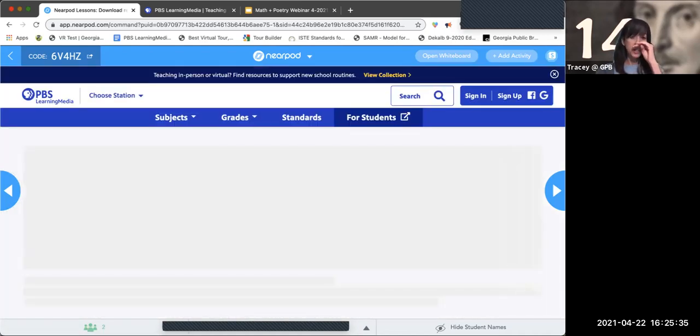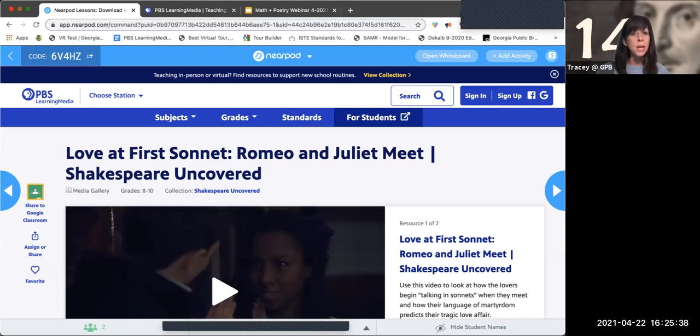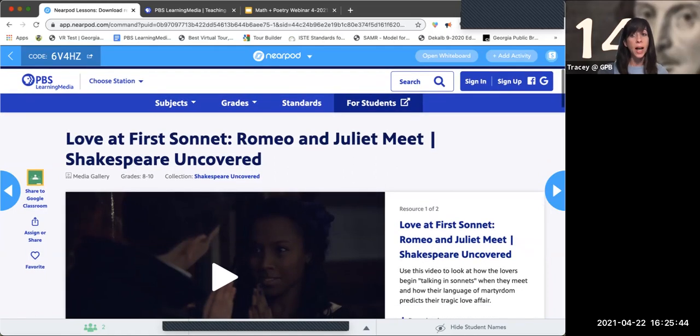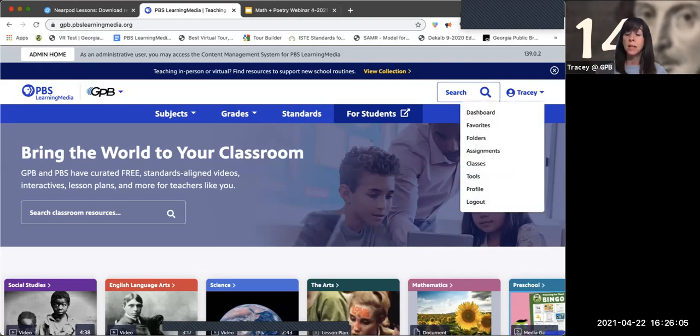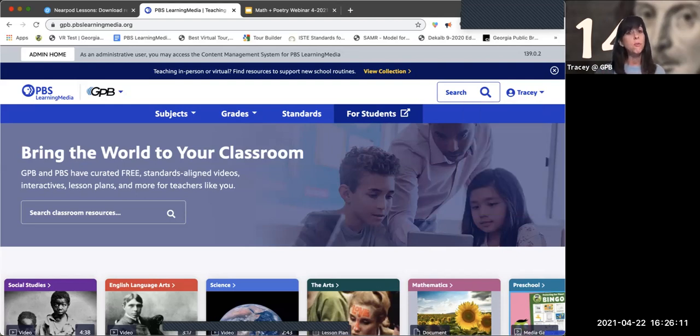So for this one, we wanted to introduce you to a little bit of content from PBS LearningMedia. This is a streaming service that we sponsor here at Georgia Public Broadcasting. You can see in the left-hand corner, it says PBS LearningMedia. And to get to this site, you would type gpb.pbslearningmedia.org. You'll see the GPB next to the PBS. And then you can either log in, and that way you have access to your own content and your own dashboard, and you can manipulate the content, or not log in. It is an open resource. You can still access the content even if you don't create an account. It's just good to have those extra tools with your account, which is totally free.